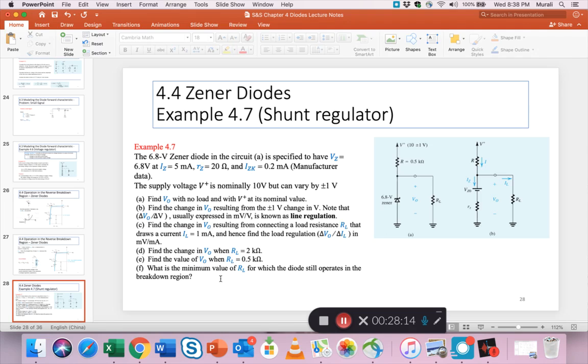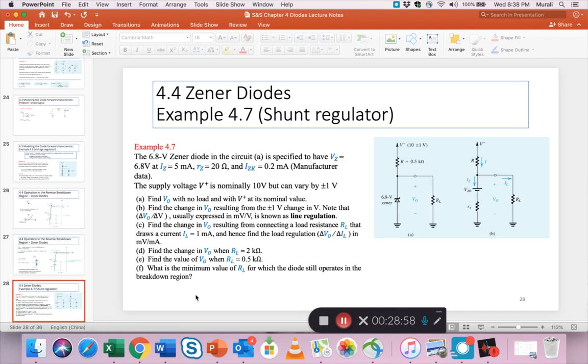Then part C, he says, find the change in V out resulting from loading. Now you connect a load resistance RL, and the way he's asking it, actually D and E are easy to follow. He just gives a value for RL and says, tell me what the change is. But in part C, he says, I'm connecting a load resistance that draws a current of 1 milliamp. So basically he's saying if there is a 1 milliamp change in the current, then how will the voltage change? How will the Zener diode prevent that voltage change from being too big?